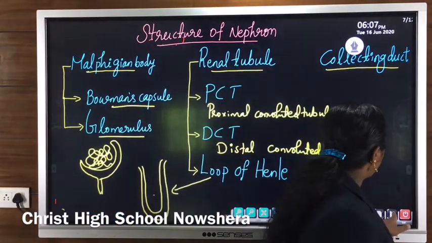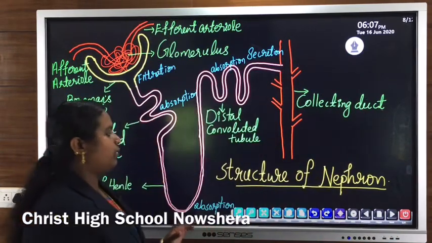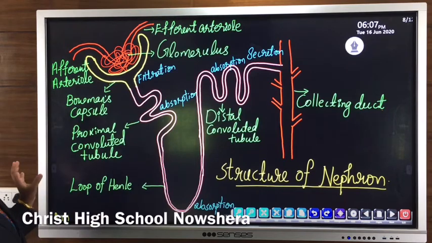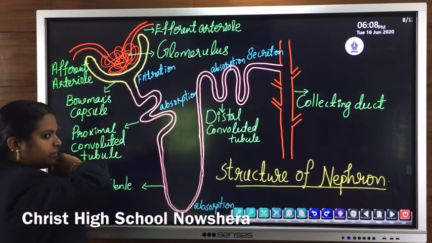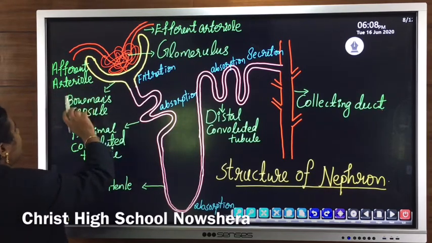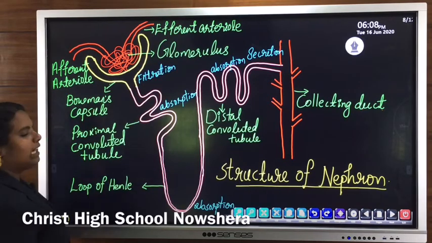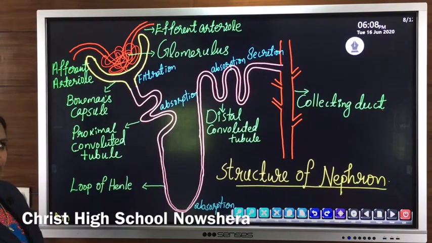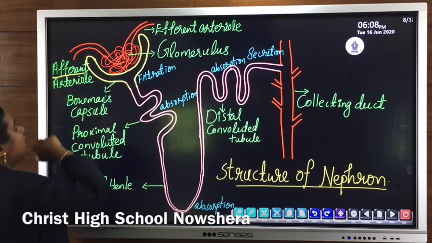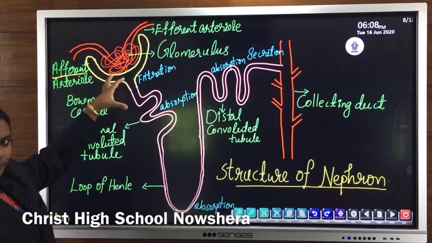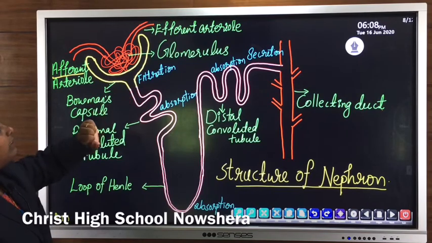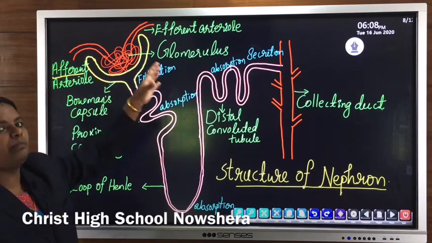So these parts together make the structure of the nephron. And this is the figure which shows the structure of the nephron, an enlarged view. The nephron is supplied by small blood vessels, one known as the afferent arteriole and another known as the efferent arteriole. Like the renal artery and renal vein, the afferent arteriole carries oxygenated blood to the nephron, and the efferent arteriole carries blood away from the nephron.